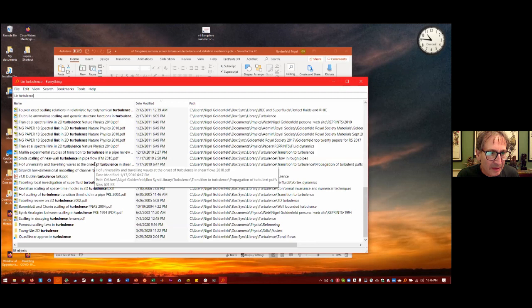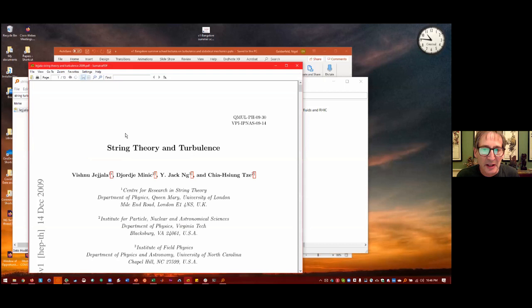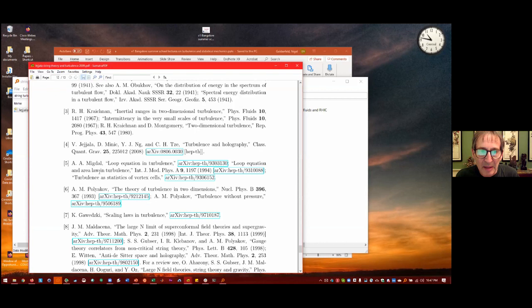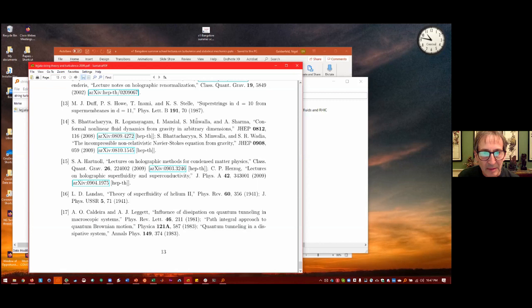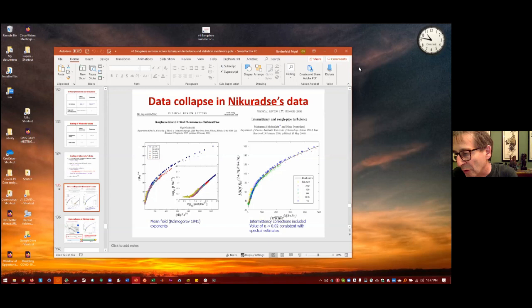But this isn't the paper that I was thinking of, but there is a literature on this, and certainly Migdal has a bunch of recent papers on trying to look at loop turbulence, and these are the papers I was looking for. So there is some work trying to use string theory to compute turbulence. The idea being that it's not a critical point, but a conformal point. But I don't know much about that, and I haven't really followed it very seriously.